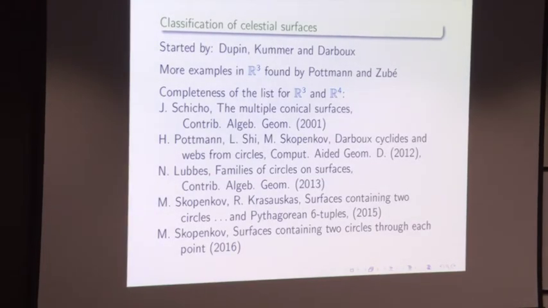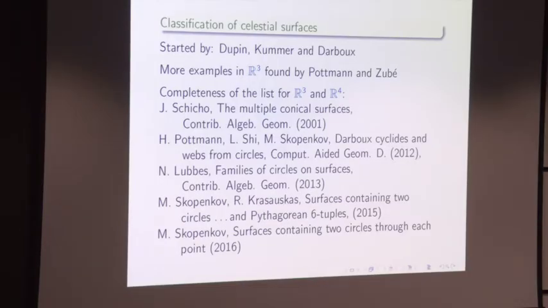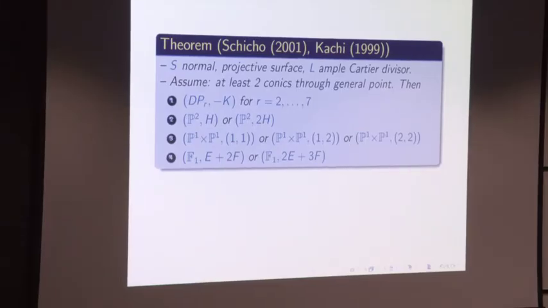So then, as I told you, the classification of these surfaces was started by Dupin and taken up seriously by Kummer and Darboux. And more recently, about 20 years ago, some more examples that were not known to Darboux were found by Pottmann and Zube. Then in this series of papers, they derived the completeness of the lists of these surfaces in R3 and R4. Now we have them in all dimensions. Actually, it's not that much harder. And the most interesting is probably R3.